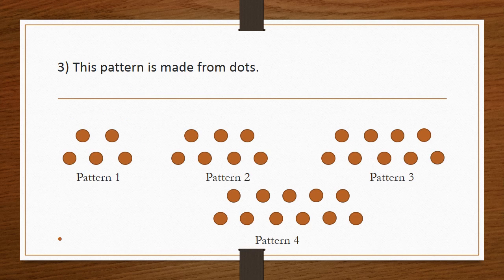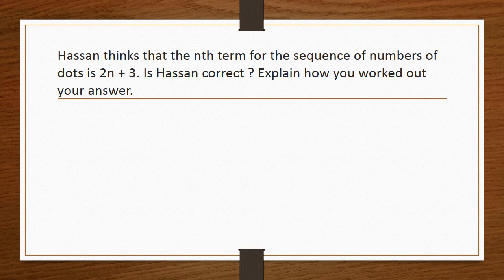Now see question number 3. Again there is a pattern which is made up of these dots. Here again there are 4 patterns, pattern 1, 2, 3 and 4. Now let's count how many dots are there in pattern 1. 5 dots are there in pattern 1, right? Then in pattern 2 how many dots are there? 7 dots. Then in pattern 3 how many dots? 9 dots. Then in pattern 4 how many dots are there? 11 dots are there. Now see what question they have asked us.